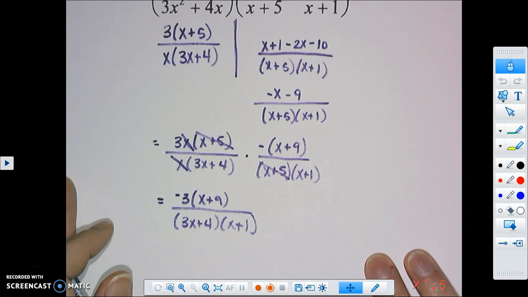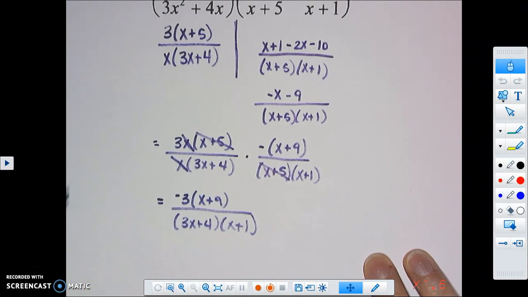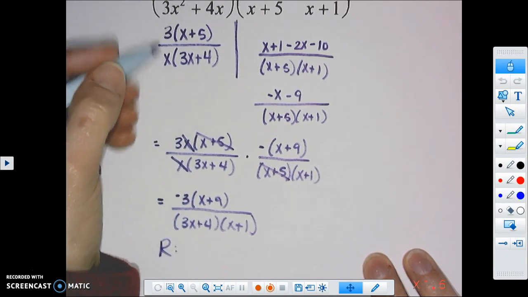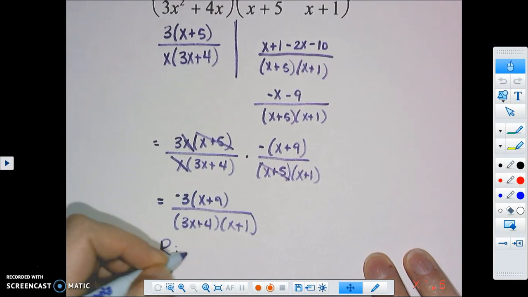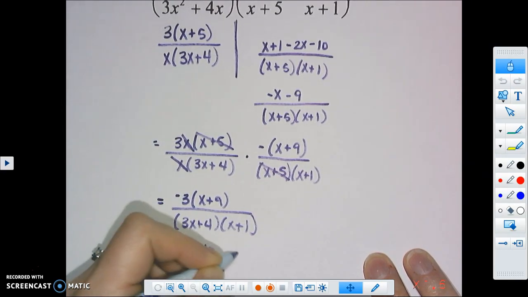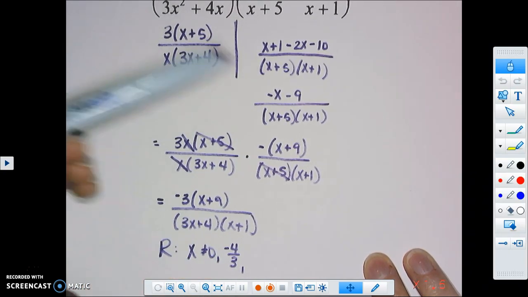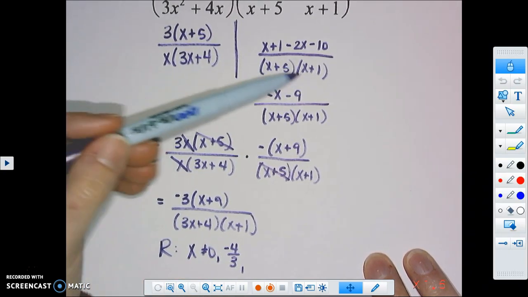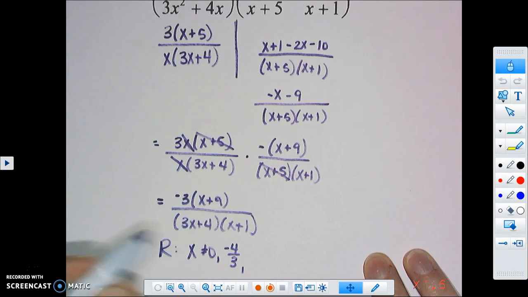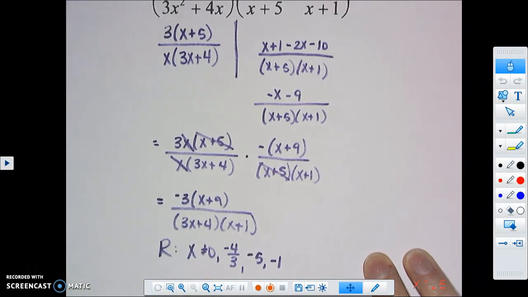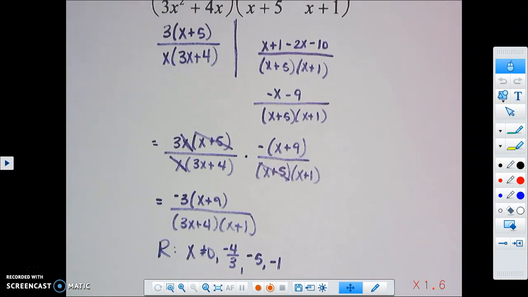And then our restrictions, you just got to be careful where you're looking and what operations we had. So here we were simplifying a rational, so that means that our restrictions would be from just the denominator. So we would have x can't equal 0 and negative 4/3. In our other fractions that we were dealing with, we were adding or subtracting, so we look for the common denominator there, and that means that we would have restrictions of negative 5 and negative 1 as well.